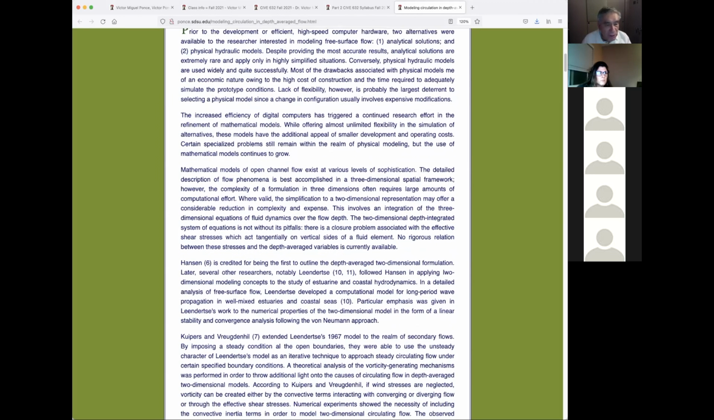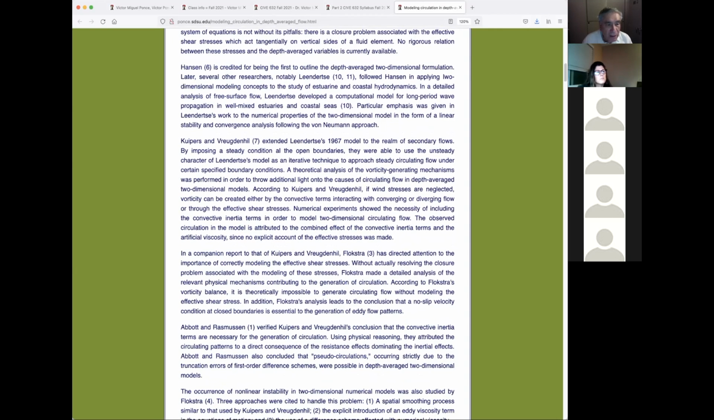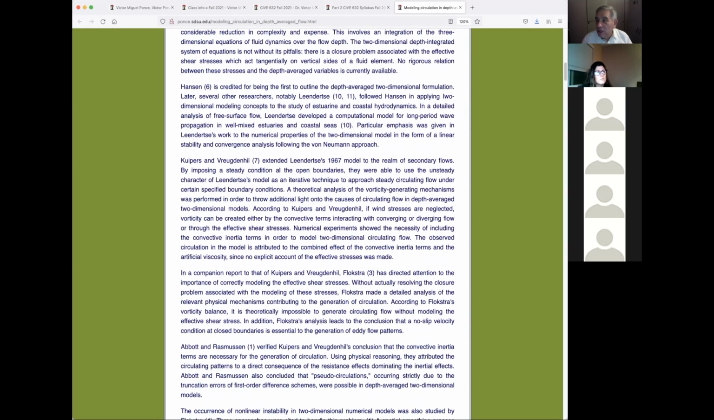So we did the literature review. We, of course, have to mention Hansen, who is credited with being the first to outline the depth-averaged two-dimensional formulation in 1961. He was out of Germany. Then Cupers and Broidenhill, working out of the Netherlands, and Lendersee. Lendersee is the gentleman from the Netherlands who wrote this paper in 1965. But then eventually he came to the United States, a little bit later. I don't know exactly when he went.